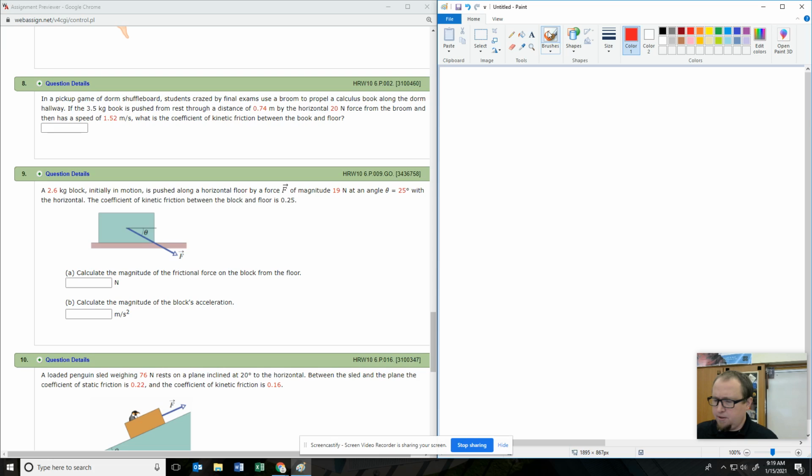So now, yes, there's 26 going down the ramp. Yes, I still have to oppose that. Kinetic friction is smaller. It's a little bit easier. So I only have to push with 37.4 newtons now, not as much.